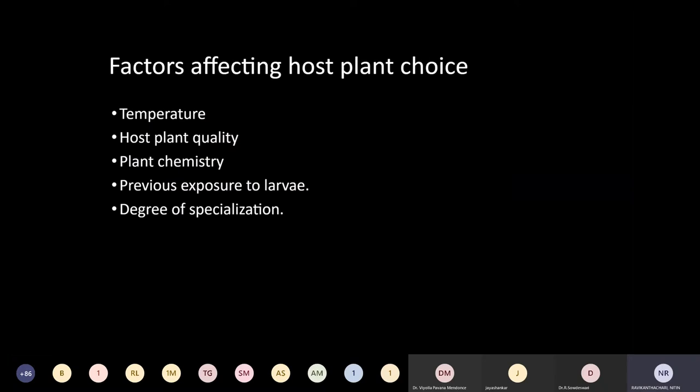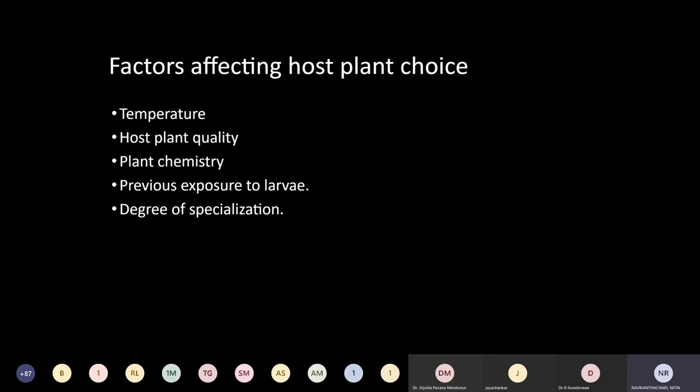The first one is temperature. When you have lower temperature, first of all, the moths are not active in general. And even when they're active, the processing capacity or the transmission between the central nervous system and the gustatory receptors is low, so you have lesser specificity to host plant. So the females will not be able to identify the host plants very well.